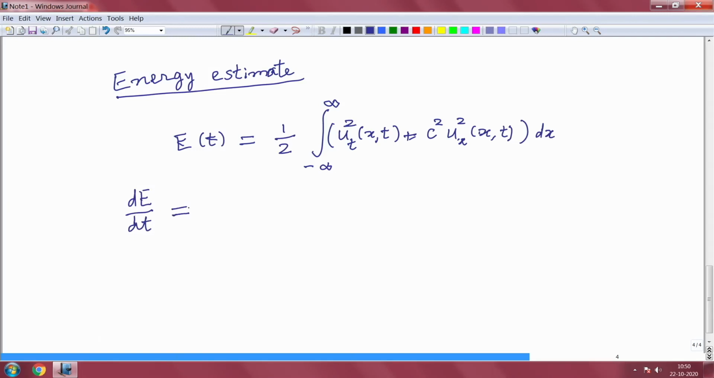So, again formally, assume that we can take the derivative inside the integral sign. Then this is nothing but the integral from minus infinity to infinity. The first term gives me u t t, because I differentiate the first term with respect to t, so that 2 goes away. Plus the second term, c square u x u x t, since I am differentiating with respect to t. Okay, these are just heuristic arguments. We will make a remark at the end of this derivation.